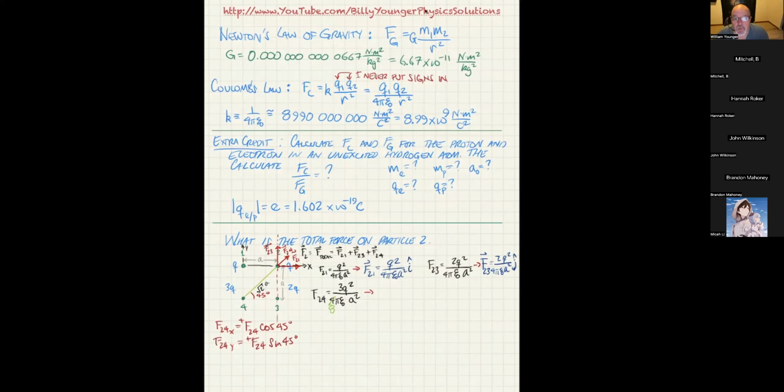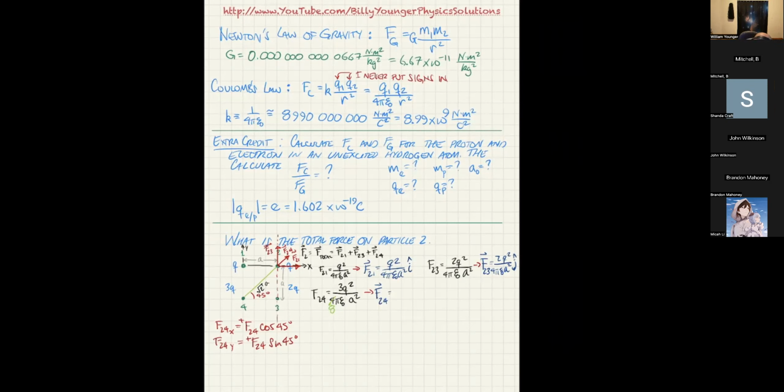Now, we know that sine of 45 and cosine of 45 actually happen to be the same thing. They're the square root of 2 over 2. So this gives me F24 equal to, and here I'm going to notice that I have something common from all of these forces.